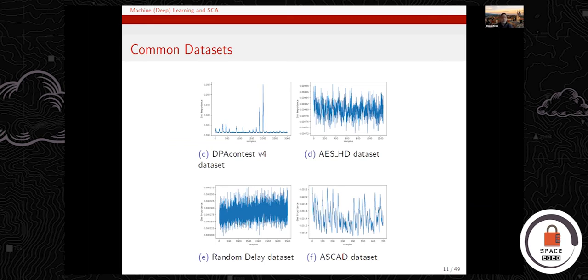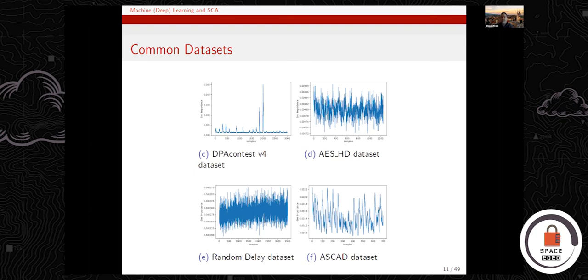So data sets that we commonly use are something like DPA contest v4, ASCAD, random delay, AES_HD data sets. And what we can see here is, for instance, the first, DPA contest v4, is a very easy data set to break. Think of it: the spikes tell us the most important features, and if we have something like this, only a couple of peaks, that means our machine learning can concentrate only on those points and relatively easily break the target. But then AES_HD has a lot of noise, random delay has a lot of noise because there is also the random delay countermeasure, and ASCAD has some noise, but also a masking countermeasure.